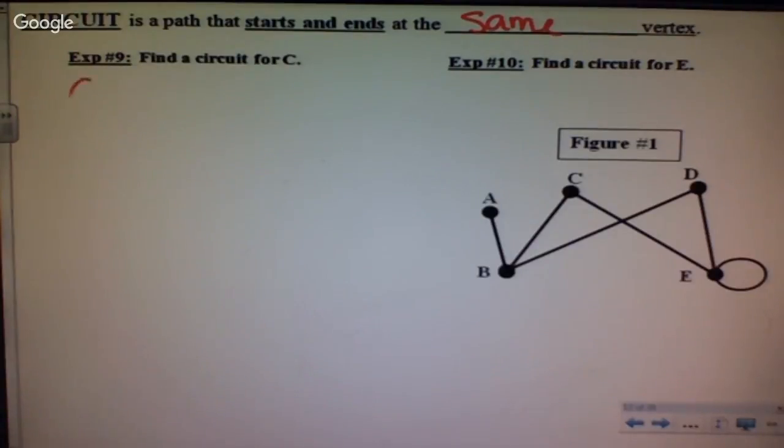Okay, so it says find a circuit for C. So they want to start here, which means I need to end there. Where can I go when I leave C that will get me back there? C, B, is that D over there? And then E, and back to C. Beautiful. I can leave C. I can go to B. I can go to D. I can go to E. And guess what? It travels me right back to C.